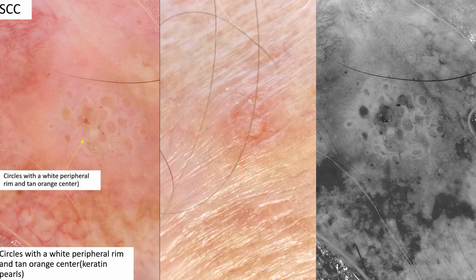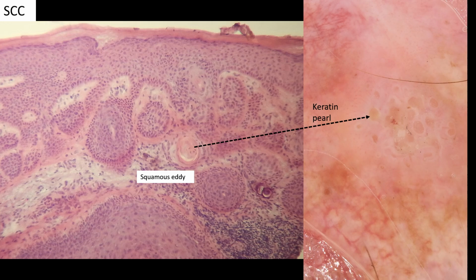Small lesion, 4 mm papule, and it had a distinct pattern dermoscopically, characterized by these circles with a white peripheral rim and tan orange center. And these are characteristic of squamous cell carcinomas that extend into the dermis. You can see with the near ultraviolet light the same pattern. And histologically, you have the so-called keratin pearls.